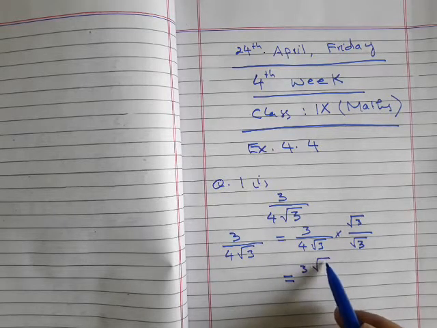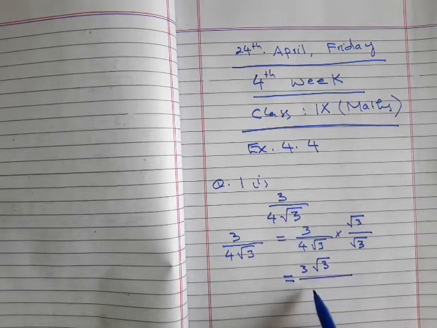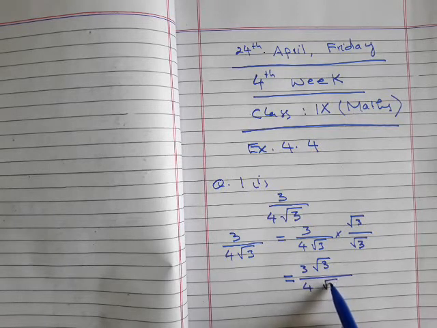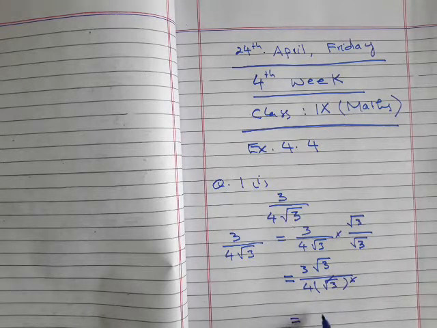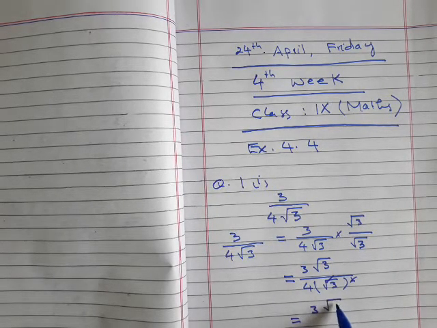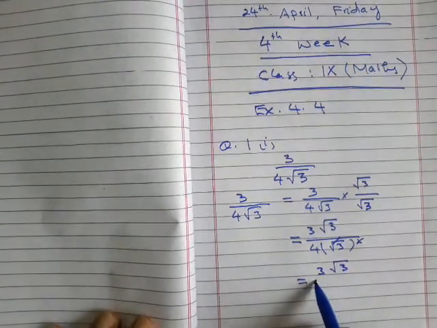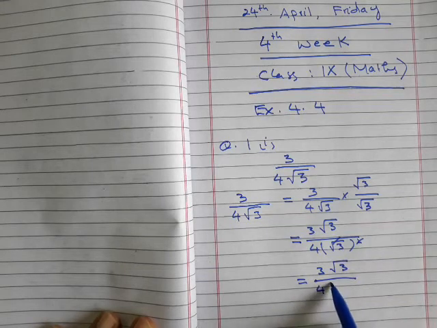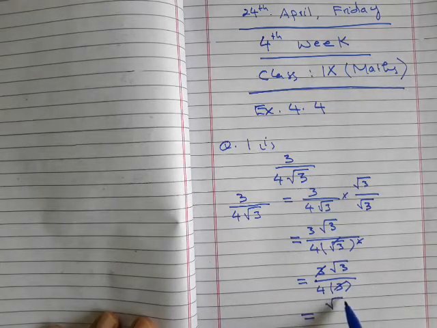3 under root 3 over 4 under root 3 square. Now it will be cancelled. It is equal to 3 under root 3 over 4 into 3. 3 and 3 cancelled. The answer is under root 3 over 4. This is the answer, beta.